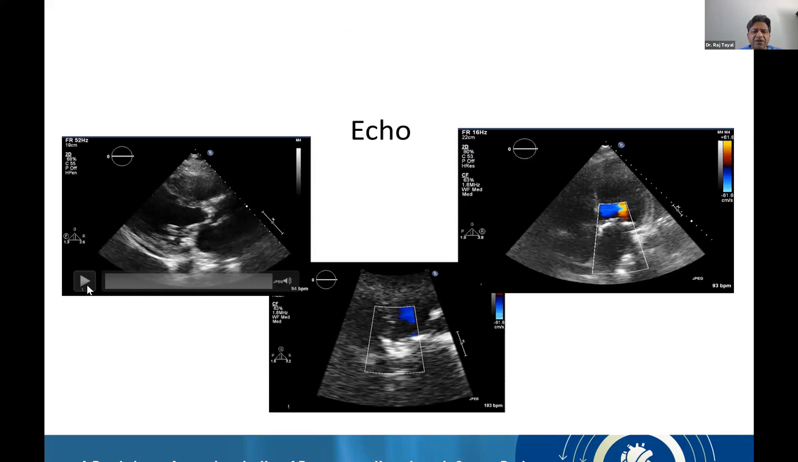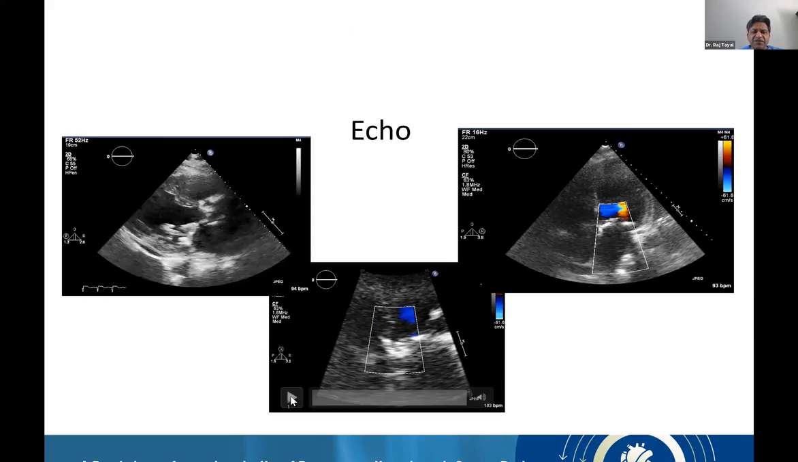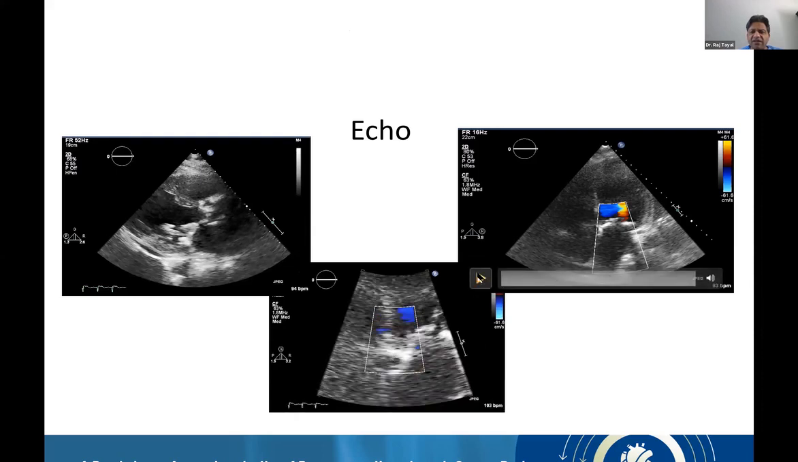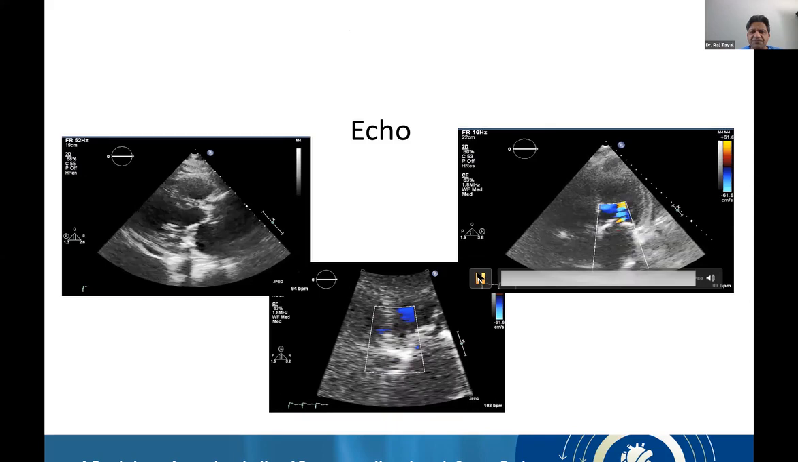The baseline echocardiogram as performed here can show you there's a severely reduced ejection fraction. You can see there's a heavy degree of calcification around the aortic valve, as well as a large degree of mitral regurgitation.